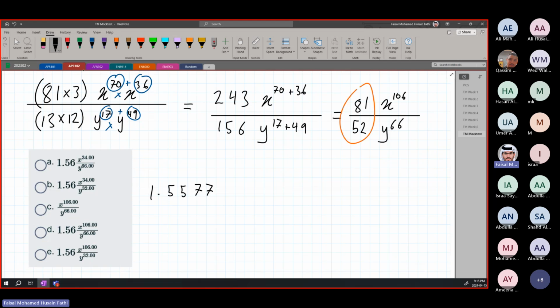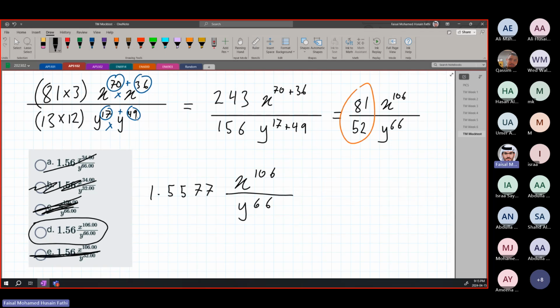Or if we round to the nearest, it's 1.56 times, again, x to the power 106 divided by y to the power of 66. Let's find, this is wrong. This has no constant, it's wrong. This is 34, it's wrong. This is 106 over 66. This is our answer. All right, not this one. That's it. This is how you would do this. Because if you simplify this, this is 1.56, right? When you round it to 2 decimal places. Moving on.